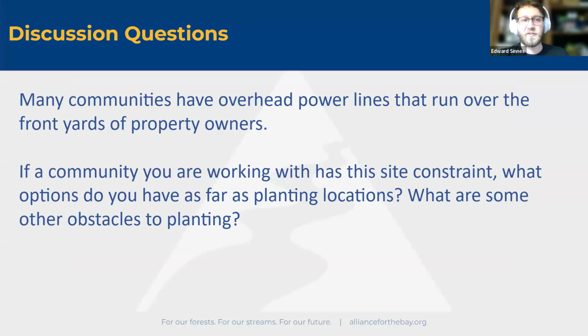So, as a discussion question, many communities have overhead power lines that run over the front yards of property owners. If the community you're working with has a site constraint, what options do you have as far as planting locations? What are some other obstacles to planting? So go ahead and drop them in the chat. If you have a bunch of power lines, what do you do with that? You're still going to plant there, but what are you going to do?